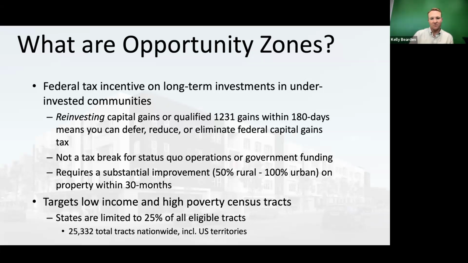So in order to be eligible for this benefit, you have to reinvest your capital gains within 180 days of realization. This is not a tax break for status quo operations. This is not funding from the government. However, if you do reinvest those capital gains and you make a substantial improvement to a property, 50% on the base value of the property for a rural zone, or 100% on an urban zone within 30 months, that investment is now eligible under opportunity zones.